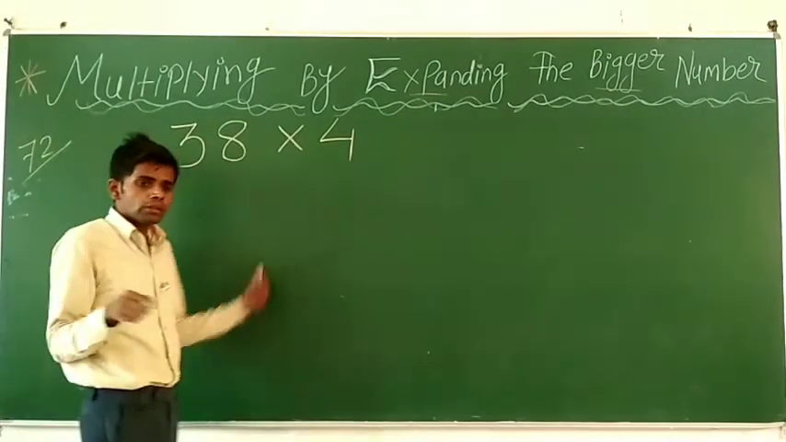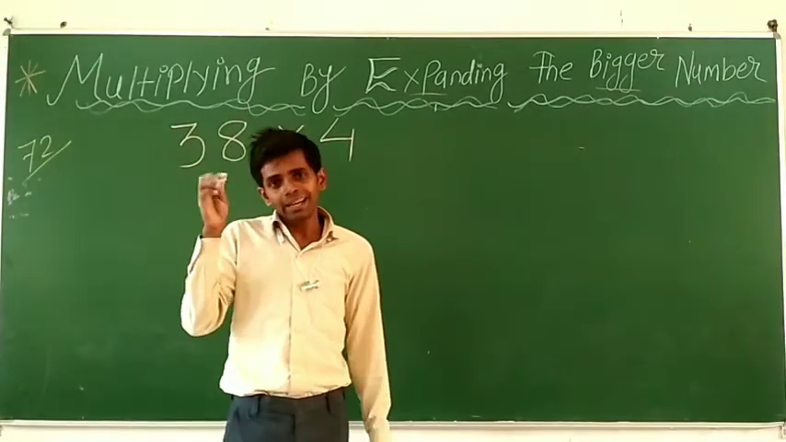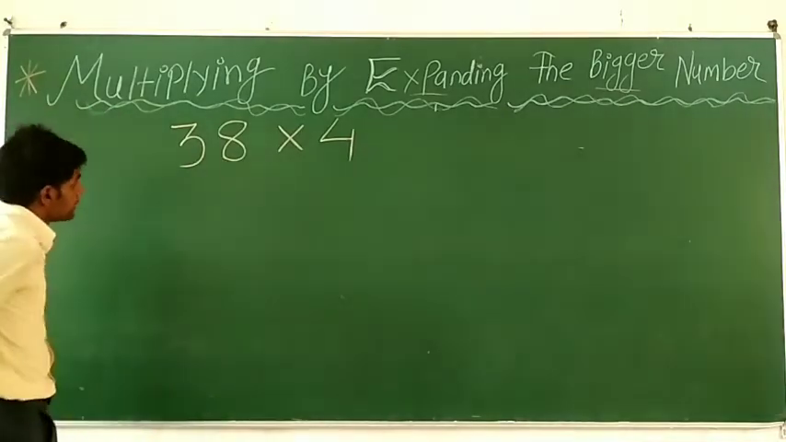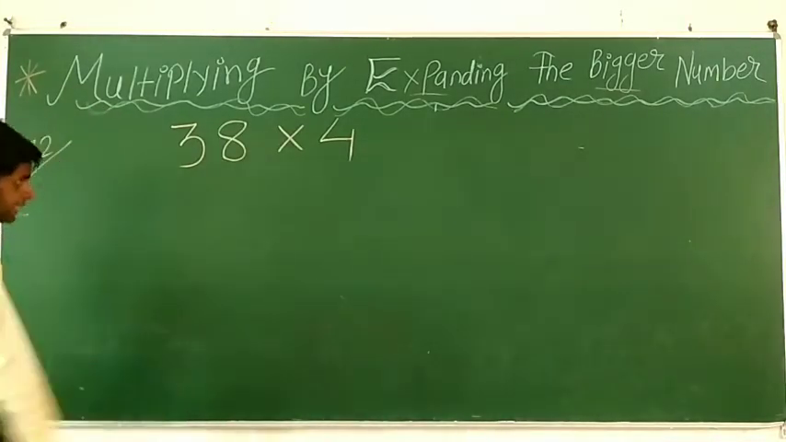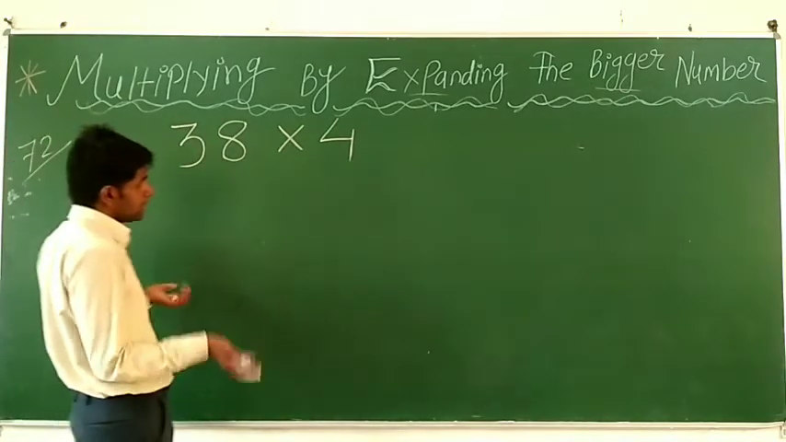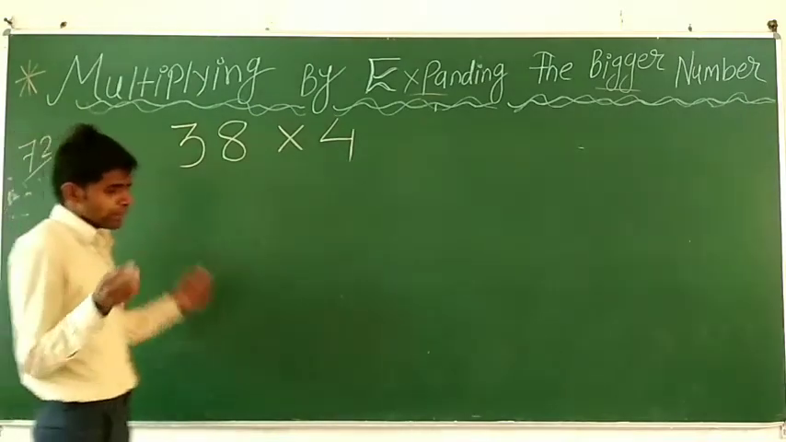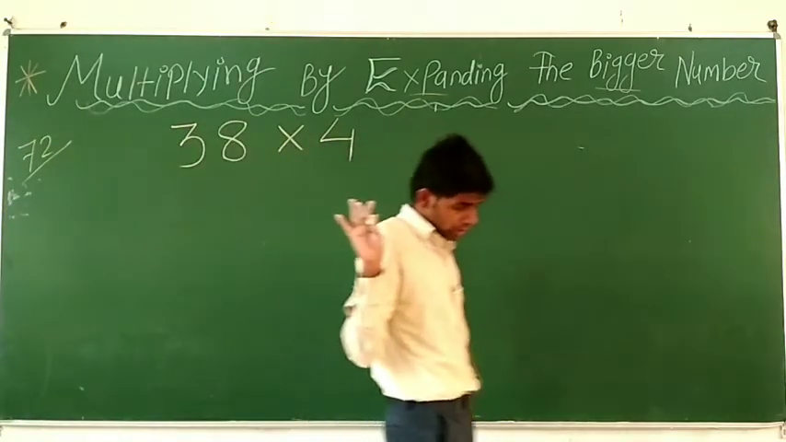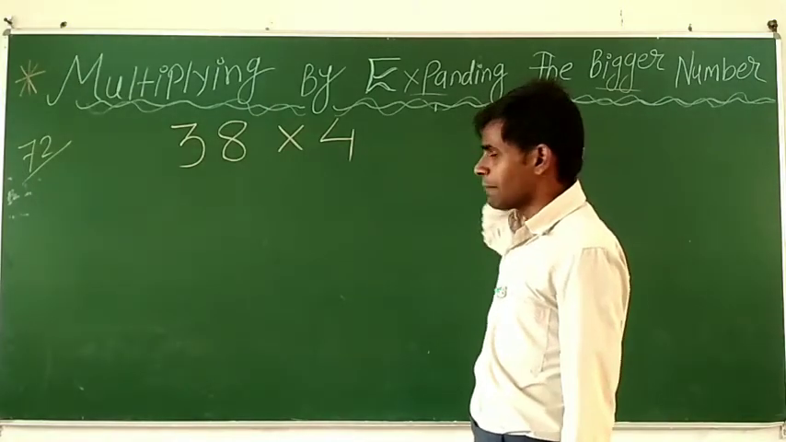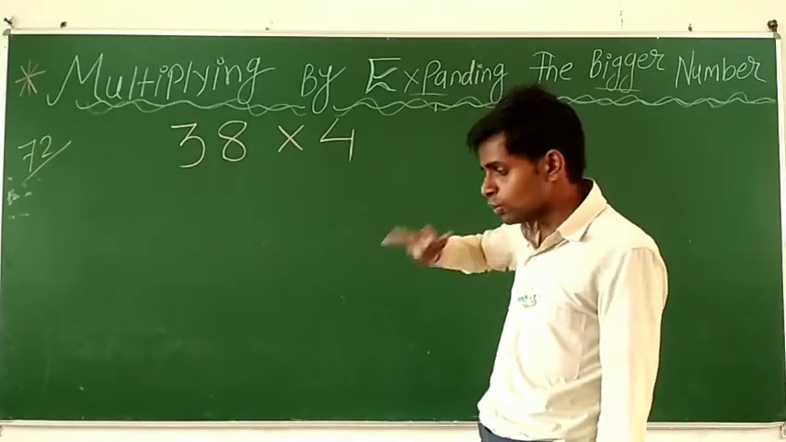ओके, we have to solve these questions in your maths notebook and जो आंसर आएगा उसको वहां पे आपको कॉपी करना है. Okay, so first of all let's see how to find the product of 38 and 4 by using the expanded form method, that means by expanding the bigger number. So my first question is, which is the bigger number among them? 38 is the bigger one, so we will expand the 38 into 2 parts.